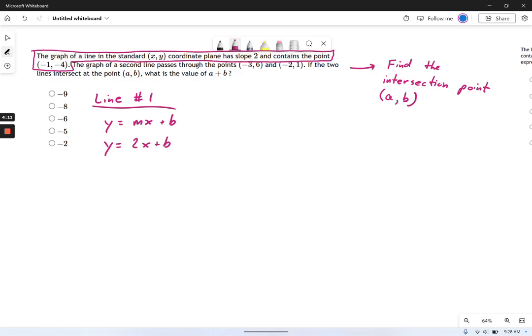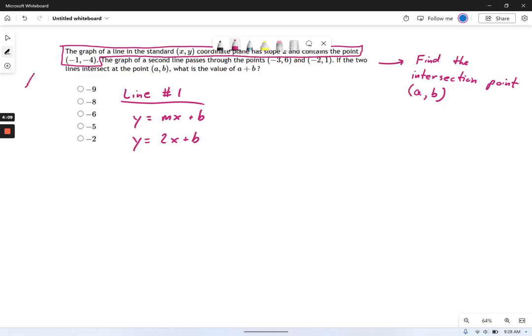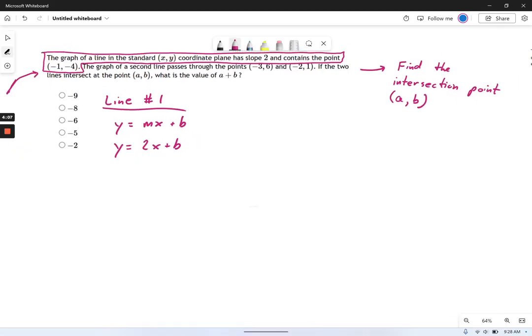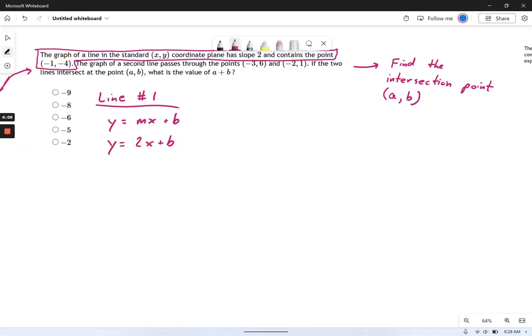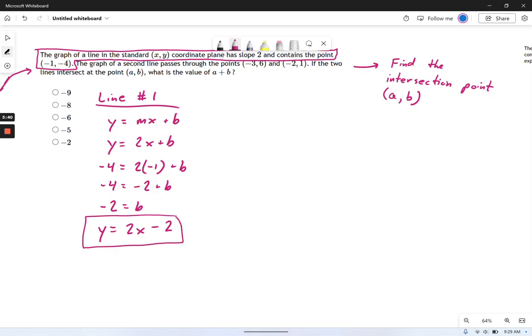And now I'm going to plug in that point that I'm given, this point right here, (-1, -4). Okay, so -4 is the y value, -1 is the x value, and you see that's going to give me -4 equals -2 plus b. Well, that just tells me that b equals -2. And now I can write my line in standard form. y equals 2x minus 2, that's the slope, and the y-intercept. Okay, so that's my equation for line 1.